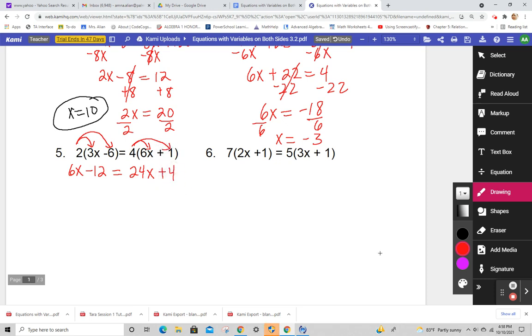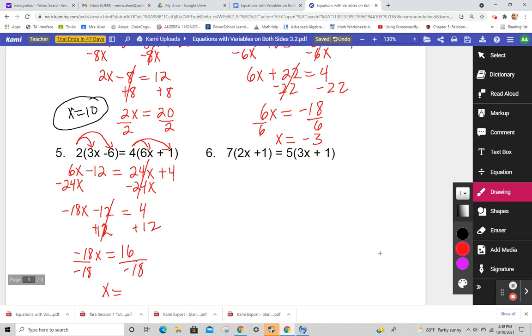Okay, now I can work on getting all the x's on the same side. So I'll do that right now. So let's subtract 24x from both sides. So we're going to have negative 18x minus 12 equals 4. We'll add 12 to both sides. Negative 18x equals 16. Divide both sides by negative 18.